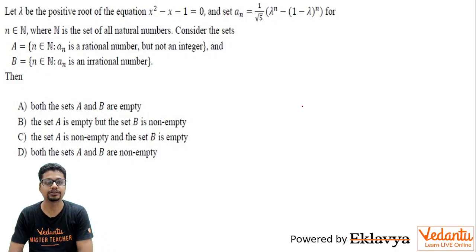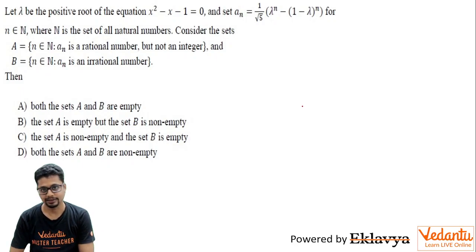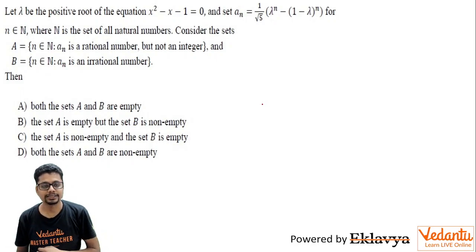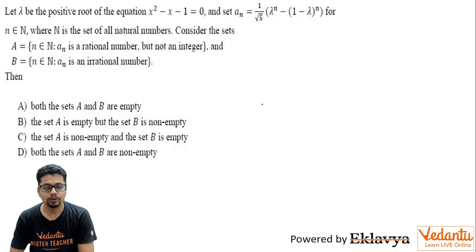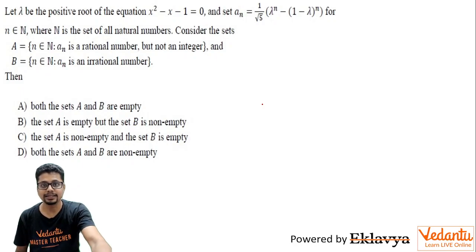Hi everyone, the question is: let lambda be the positive root of the equation x square minus x minus 1 equal to 0, and set an equal to 1 by root 5 times lambda to the power n minus (1 minus lambda) whole to the power n, for n belonging to the natural numbers. Consider the sets A and B, where set A has all natural numbers n such that an is a rational number but not an integer, and set B has all natural numbers n such that an is an irrational number.